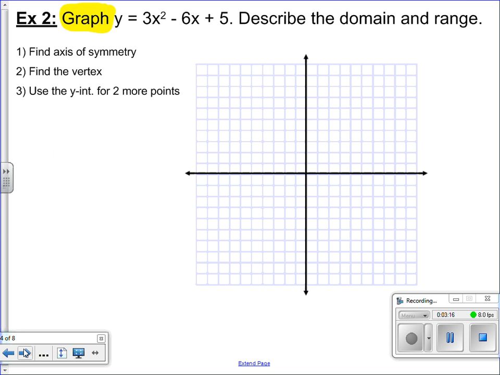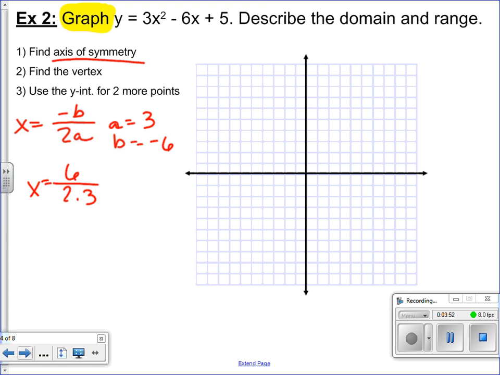In example 2, we want to graph this quadratic function in the form of ax squared plus bx plus c. We also have to then describe the domain and range. So our first step in graphing this is to find the axis of symmetry. Remember that is x equals negative b divided by 2a. In this graph, a is 3, b is negative 6. So the opposite of b is really 6, divided by 2 times 3. So x equals 6 divided by 6, which means x is 1. So that's our axis of symmetry.